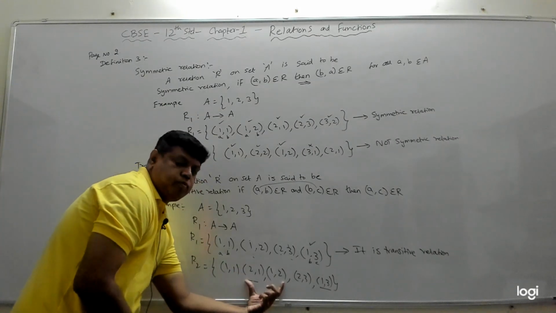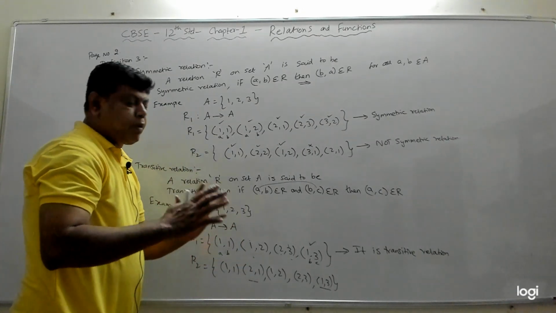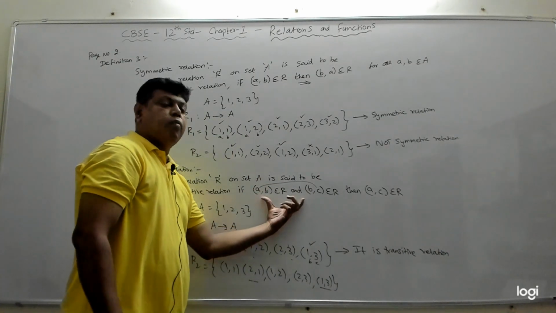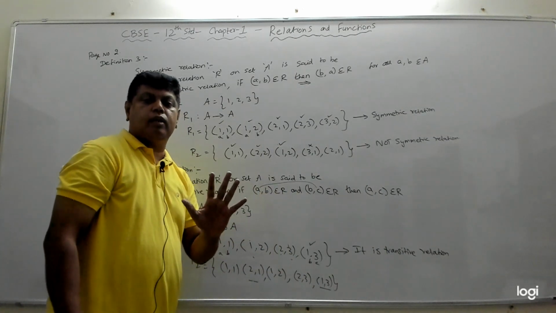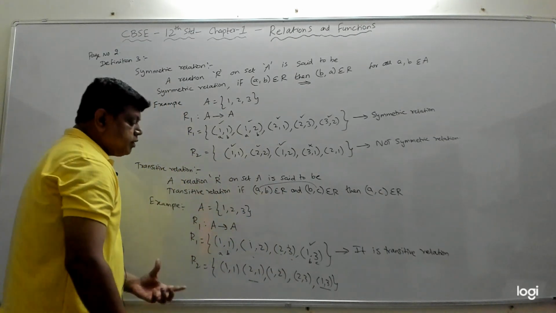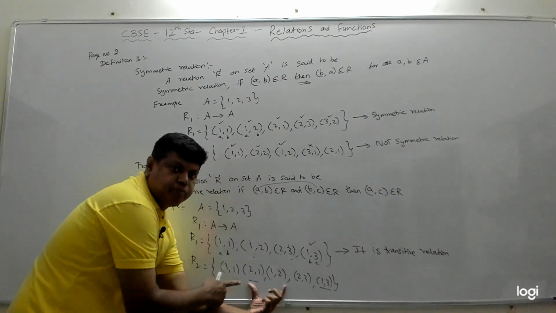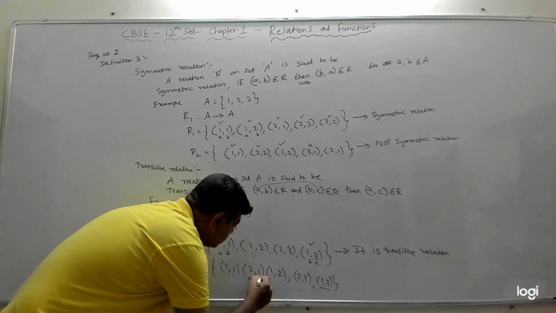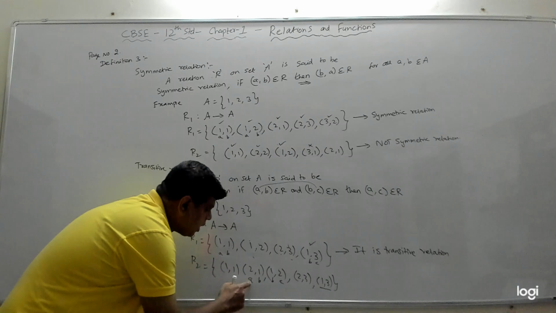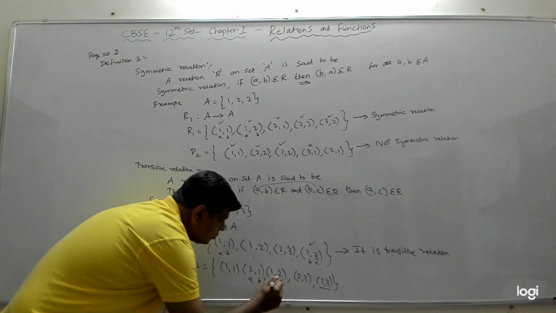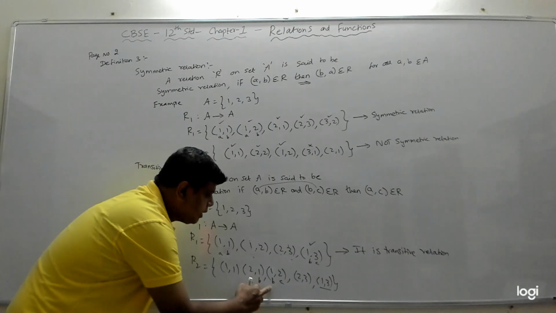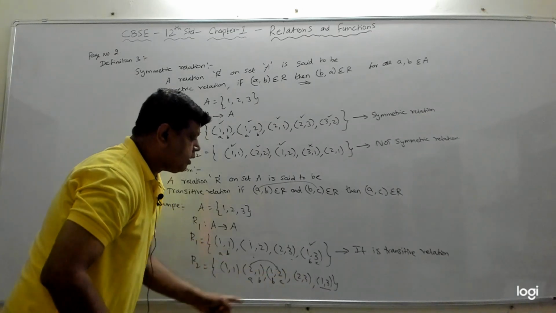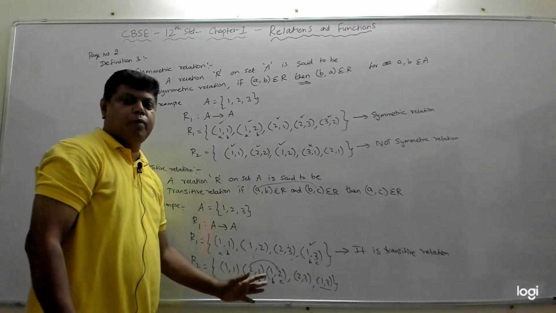But let's take these two. You have to take all two pairs which are in this form. You have to check every pair in this form. Even if one of the pairs fails, then we will say it is not transitive. Now let's take these two. 2 comma 1 is there. Then 1 comma 2 is there. This is A, this is B, this is B, this is C. A comma B, B comma C. Then A comma C should be there. What is A comma C? 2 comma 2. Is 2 comma 2 present here? No, it's not there.